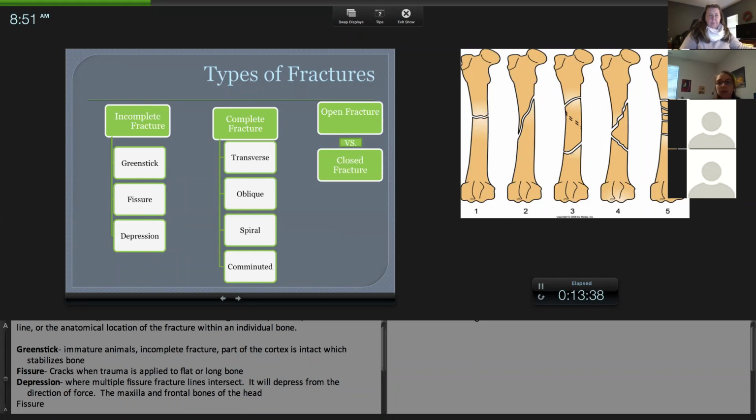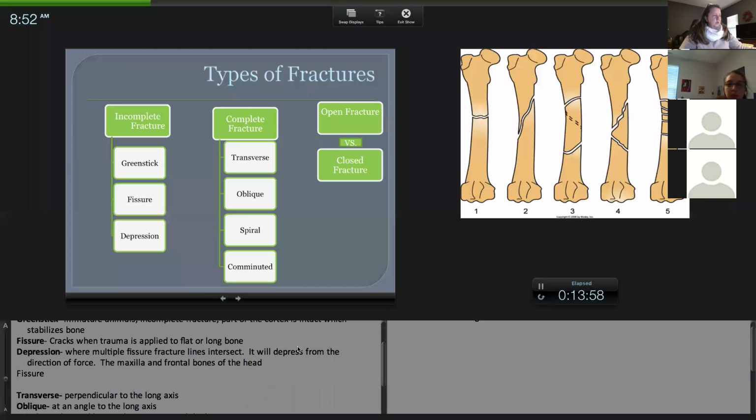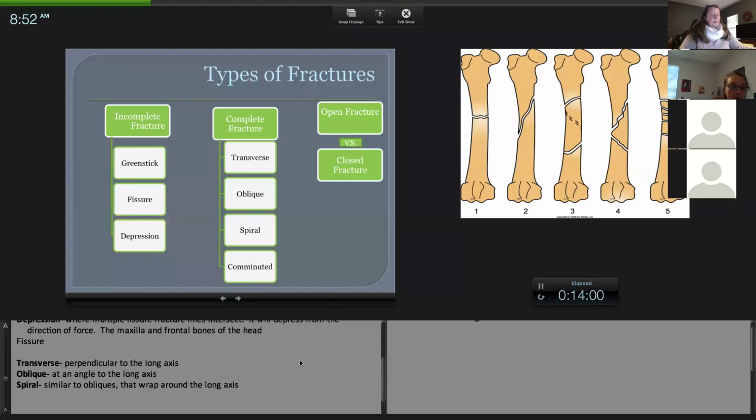When we get into a complete fracture, that means both sides of the bone are broken. So that means the fracture line goes through both sides. I'm going to show you a picture next, and it'll kind of explain that. But it can be transverse. Transverse is typically perpendicular to the axis of the bone. This is perpendicular. So a transverse goes right across the bone on both sides. If it's complete, it affects both sides of the bone.